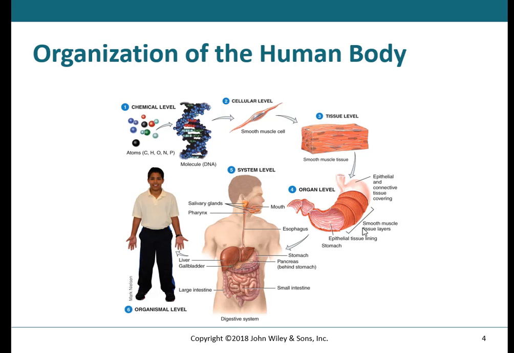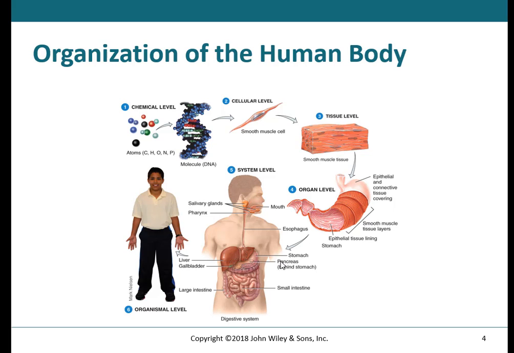So the example here is the stomach. You can see that we have epithelial and connective tissue covering it. You have muscle, so the muscle can contract to help break down the food. And you're also going to have some nervous control. So you have several different tissues here.